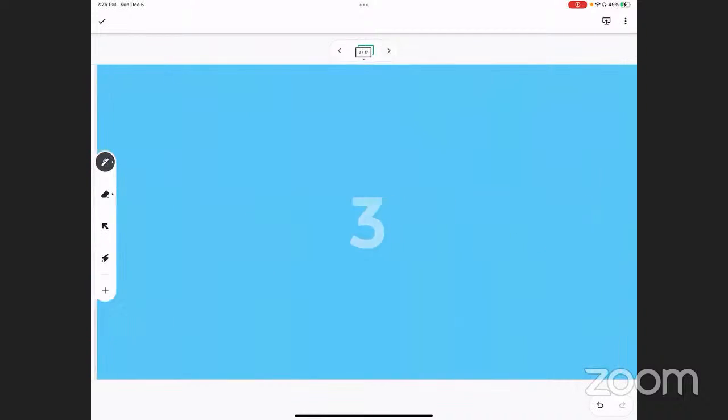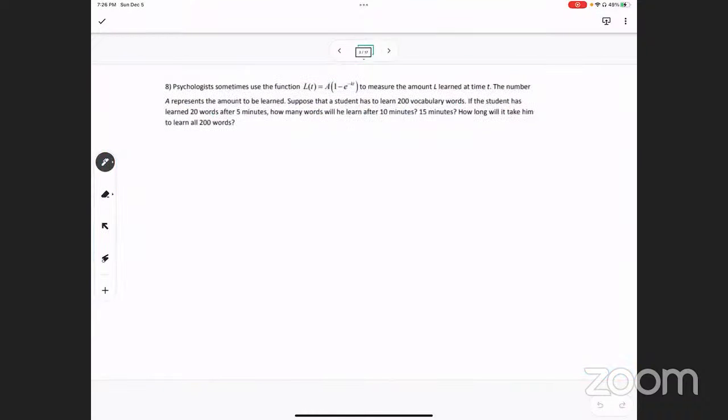Good. All right, here's a word problem. A psychologist sometimes uses this function to measure the amount L learned at time t. And notice that is an exponential equation, of sorts. The number A represents the amount to be learned. Suppose a student has to learn 200 vocab words. If the student has learned 20 words after 5 minutes, how many words will he learn after 10 minutes?